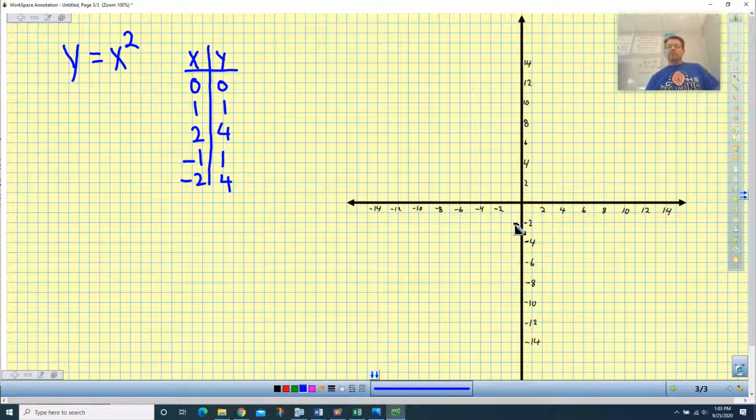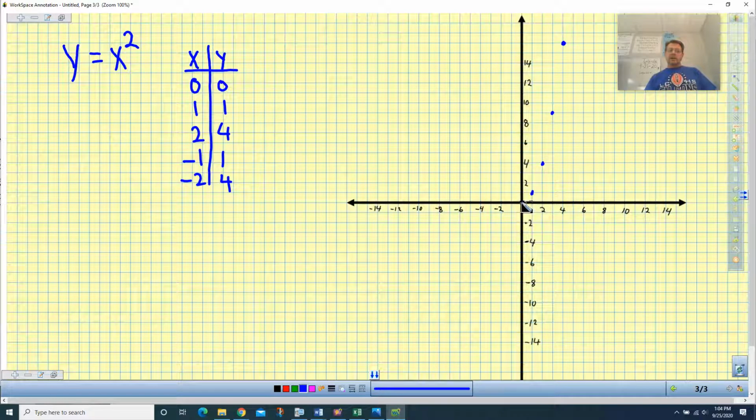I'm just going to plot these points over here. So let's start with 0, 0. Boom. All right, then 1, 1. Over, say if we go, 2 squared is 4. 3 squared would be 9. 4 squared would be 16. 5 squared would be 25, way up there, okay?